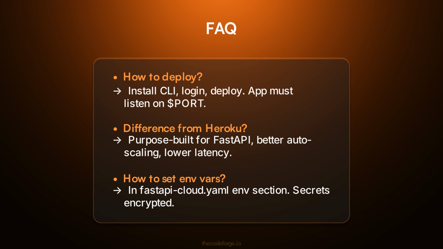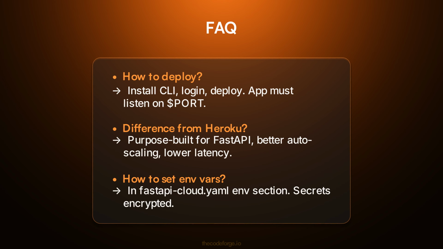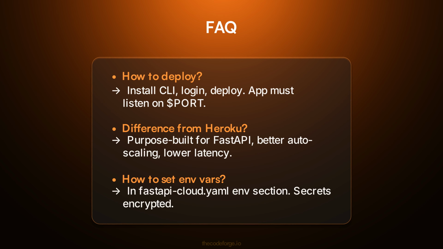And a few frequently asked questions. How to deploy? Install CLI, login, deploy. App must listen on the port. Difference from Heroku? Purpose-built for FastAPI, better auto-scaling, lower latency. How to set env vars in FastAPI Cloud? YAML env section.